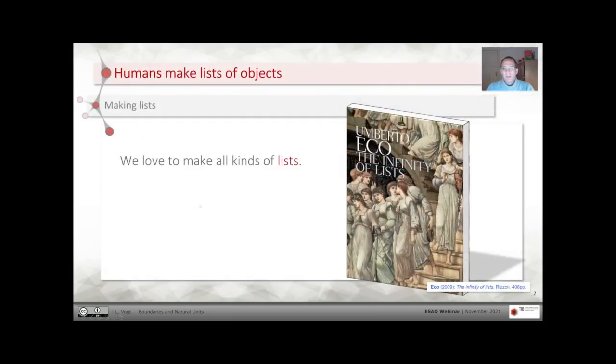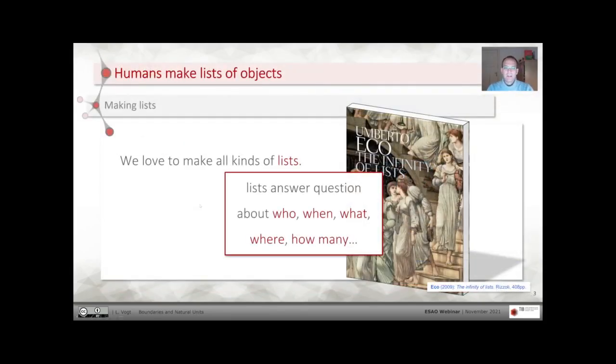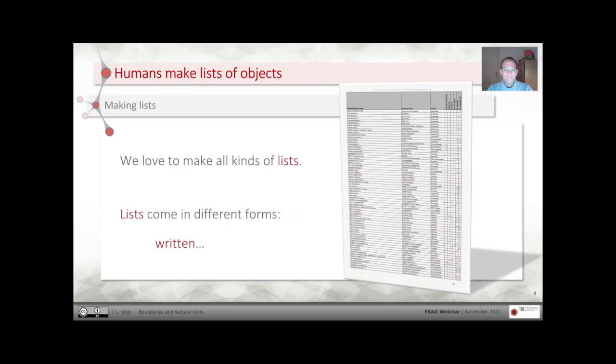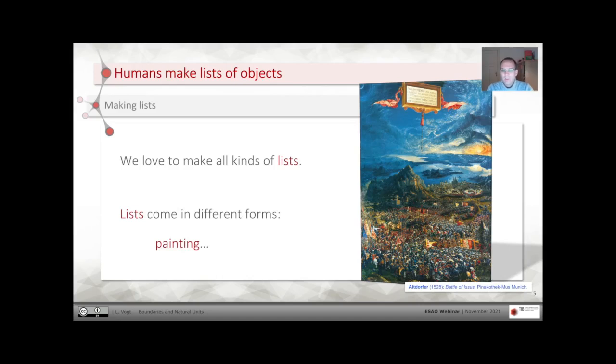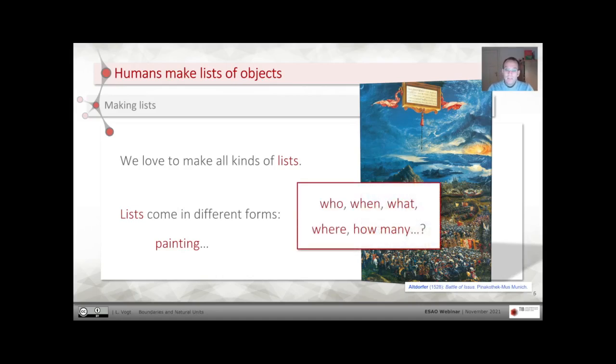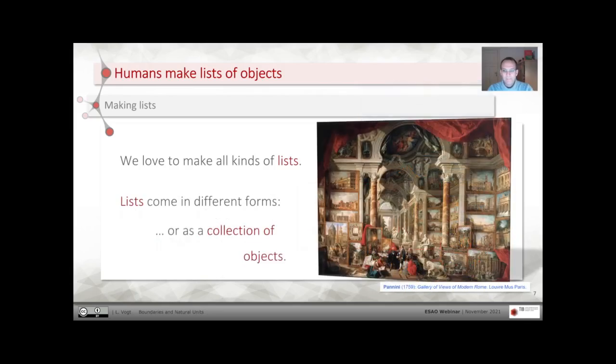We humans love to make all kinds of lists. Lists that answer questions about who, when, what, where, how many, and so on. These lists come in different forms. They can come in written forms like this table here, but they can also come in the form of a painting. And again, the painting provides answers to questions of who, when, what, where, how many. Or they can come as a collection of objects.